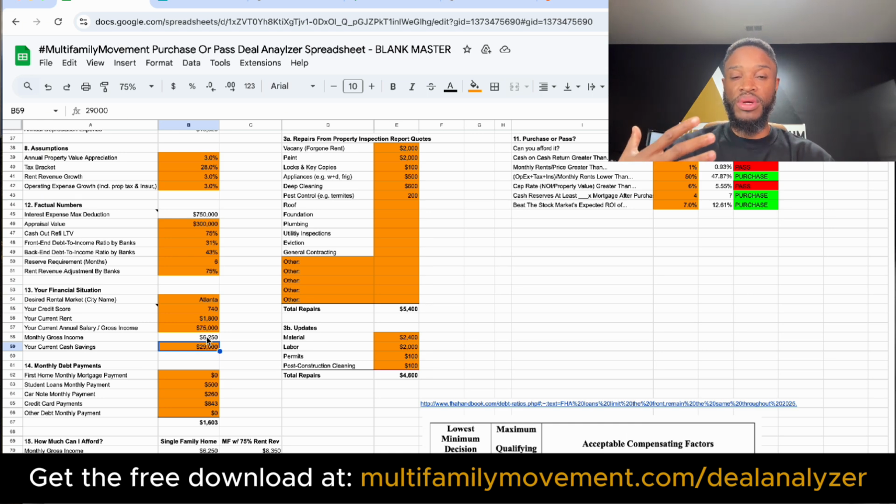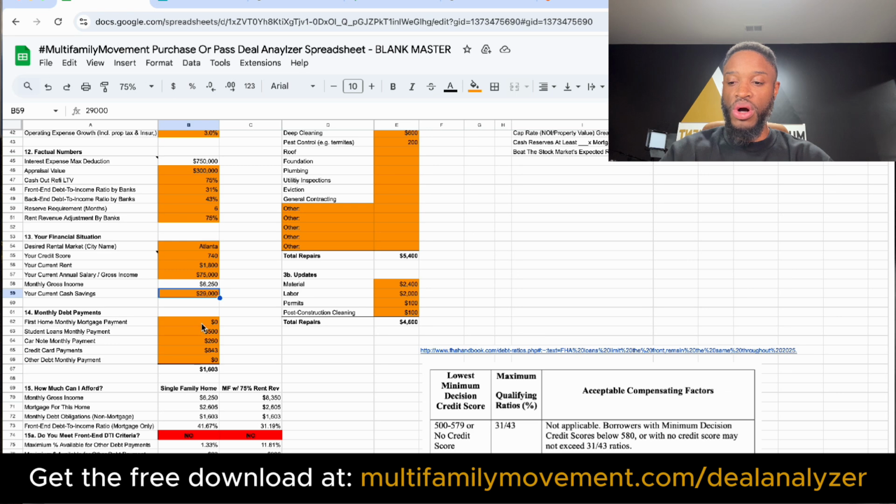One of the reasons people don't get invested in real estate is because they don't feel that they're good at math, right? And so you don't have to be good at math here, because the spreadsheet, the financial model, is going to do all the calculations for you. Now, here, you also need to put in your monthly debt payments because we need to calculate your DTI. We have to see if you're even able to afford this property. So your first home monthly mortgage payment is going to go here. Your student loans will go here. Your car note will go here, credit cards and other debt payments.